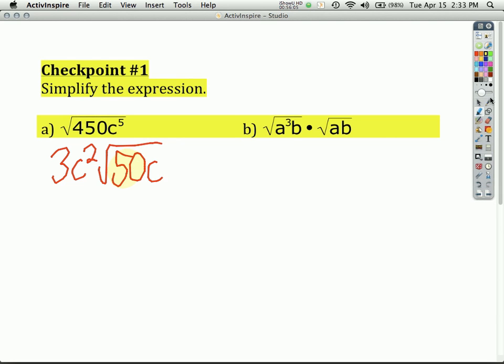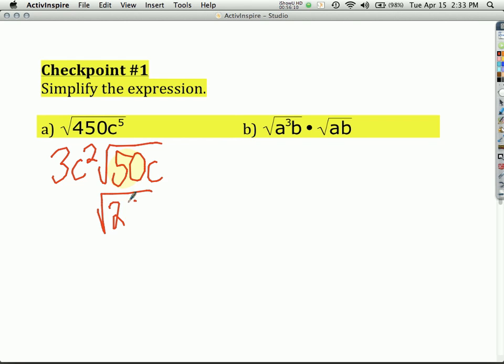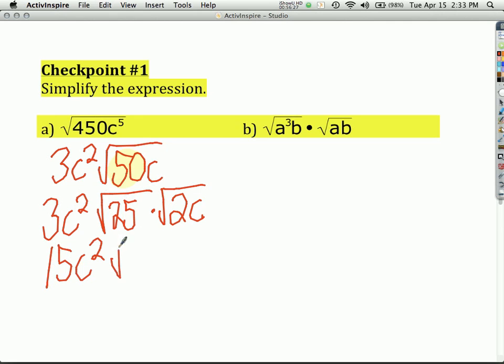So you could actually go from right here and finish. You could take this and split it into radical 25 times radical 2c. The 3c squared is here. Now this will get taken out. Square root of 25 is 5. 5 times 3 is 15, c squared radical 2c. This was an issue of not picking the biggest perfect square factor. Does anyone know what the biggest perfect square factor of 450 is?